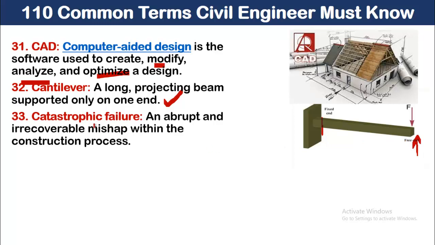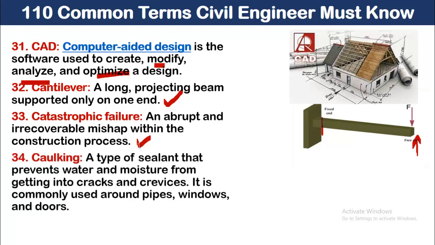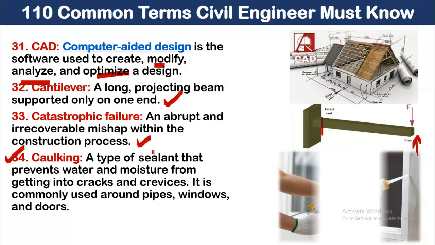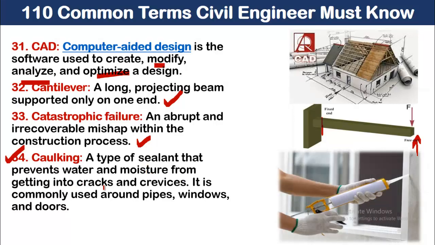Point number 33, which is very important for civil engineers, is catastrophic failure. An abrupt and irrecoverable mishap within the construction process is called catastrophic failure. Point number 34, caulking, a type of sealant that prevents water and moisture from getting into cracks and crevices. It is commonly used around pipes, windows and doors, as you can see over here in this picture, and we had also discussed the caulking gun in previous part number 1.